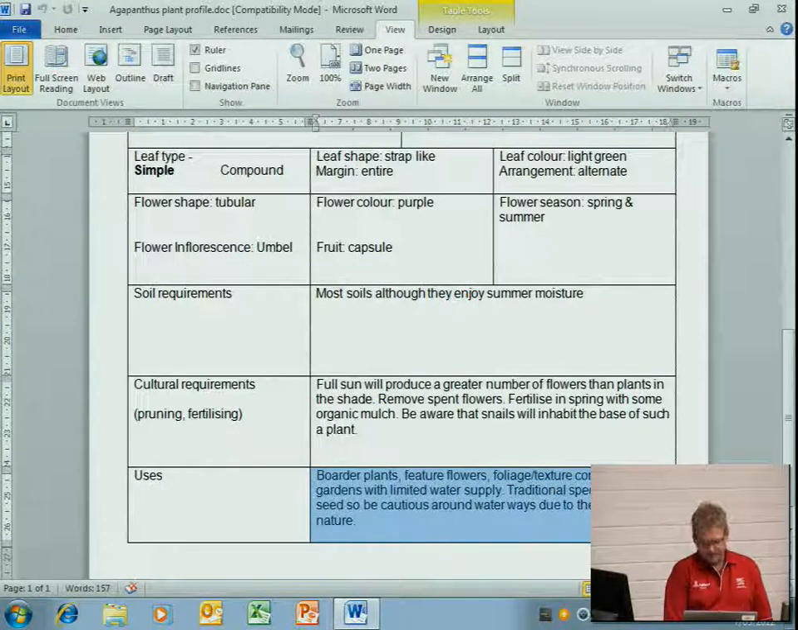And again, as I said before, it's a traditional species, this one, and so will self-seed, and the seed is viable. So be cautious, because it can become an environmental weed in certain circumstances.